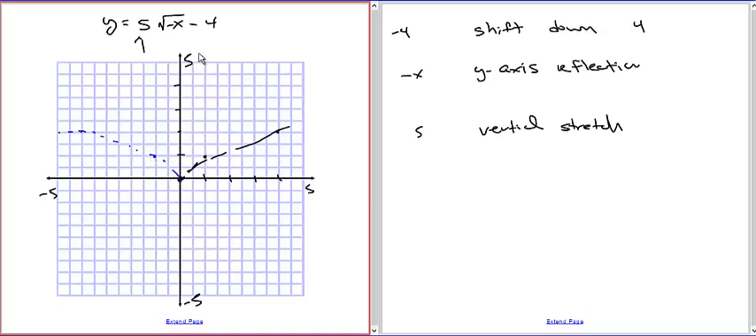Then I'm going to shift everything down 4 units. So here are these 3 points. Let's shift them down 3. So 1, 2, 3. That point goes down to here. Then we got 1, 2, 3. That goes down to there. And this one goes 1, 2, 3. So there we go. You see how it's shifted down like that.